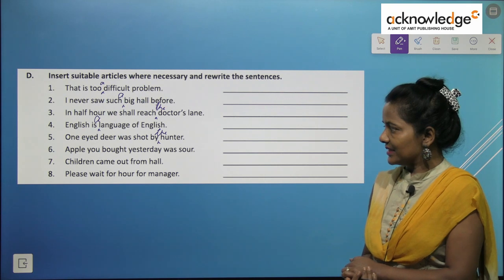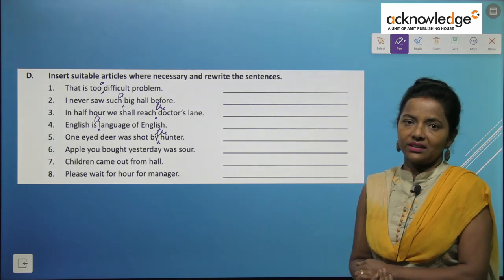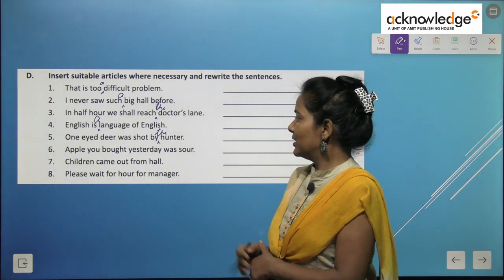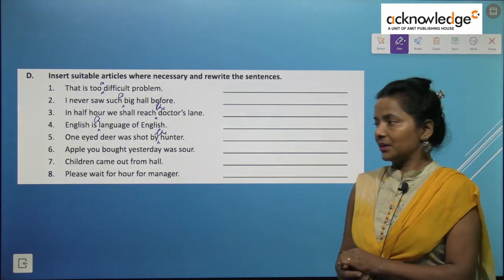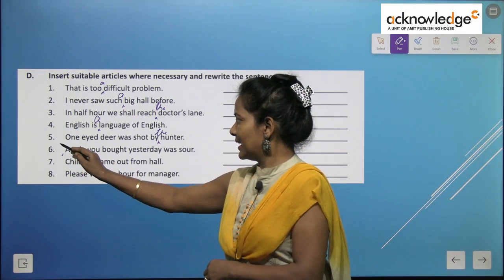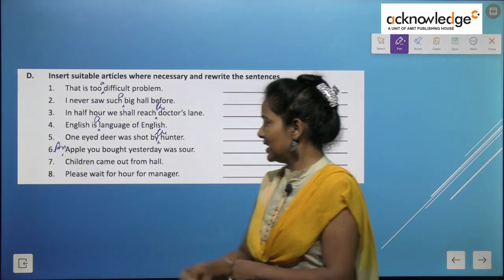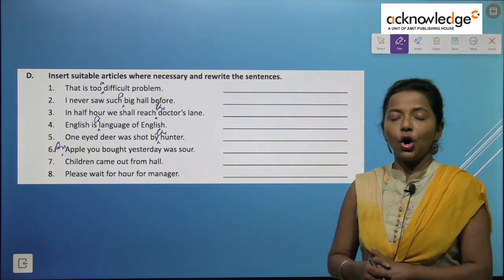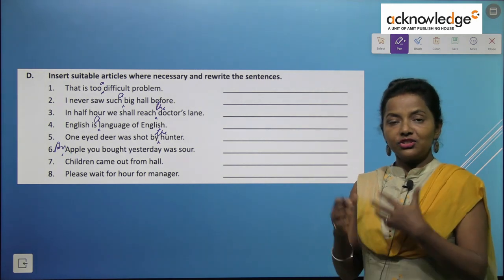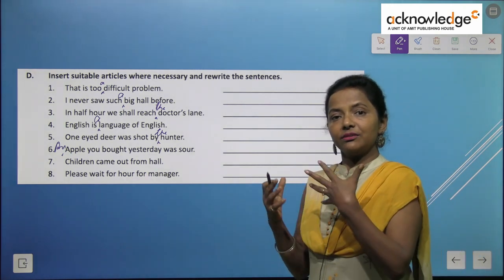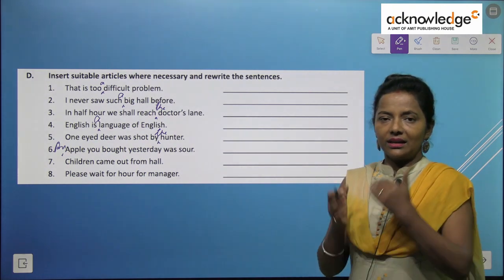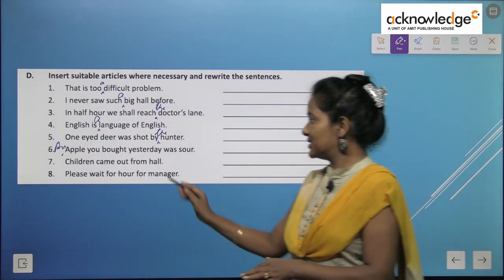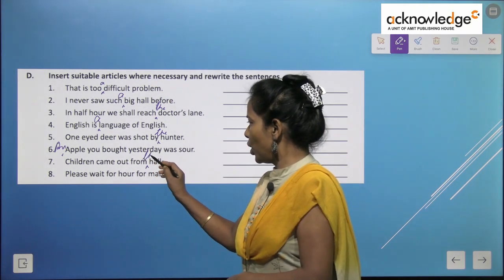Apple you bought yesterday was sour. An apple you bought yesterday was sour. So before apple, an apple you bought yesterday was sour. Children came out from hall. Children came out from where? From the hall. A definite place, we are talking about a definite place, the hall, from the hall.